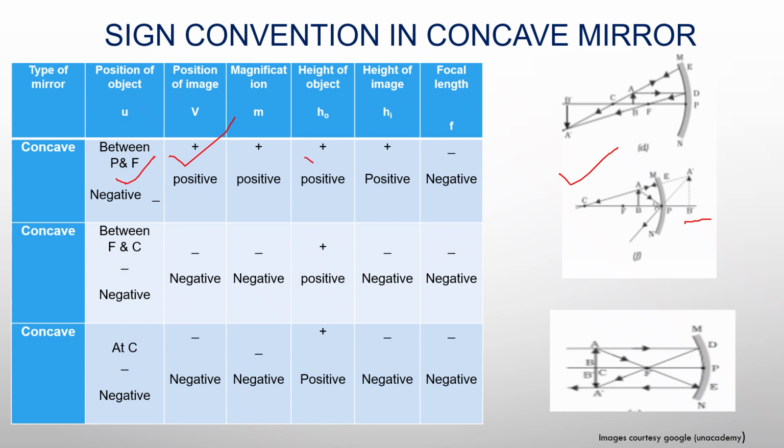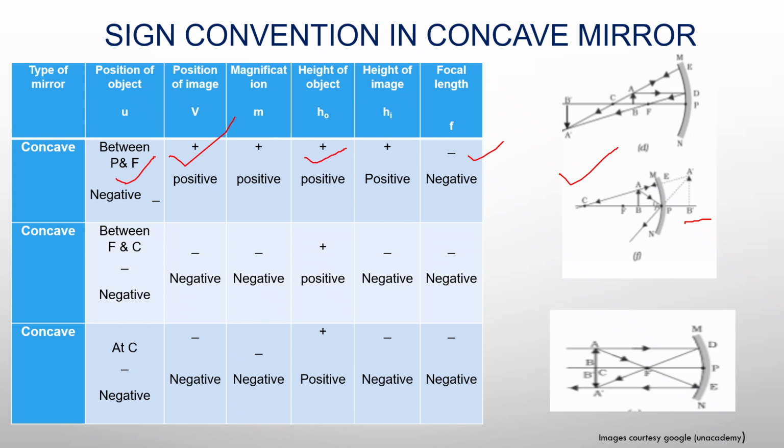And the height of the object is always positive because we keep it erect in all the cases. Then the height of the image is positive. Why? Because it is erect. So it's a virtual erect image, therefore it is upwards, so it is positive, and focal length is negative. The focal length in all the cases will be negative, because if you see the converging action of a concave mirror, then you will understand, and similarly see the diverging action of a convex mirror, then you will understand.